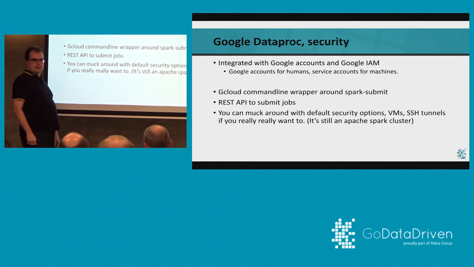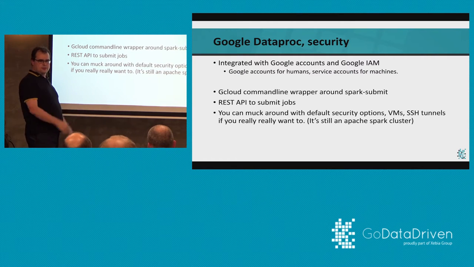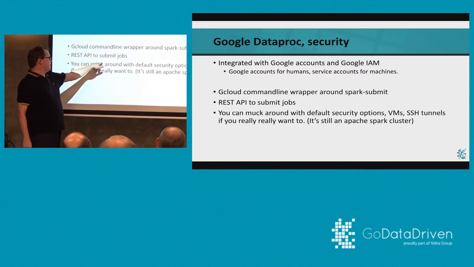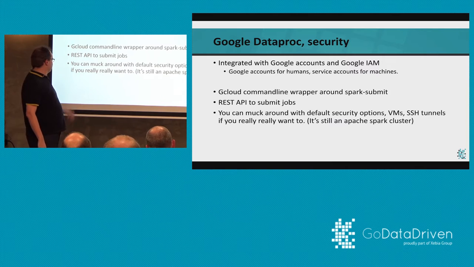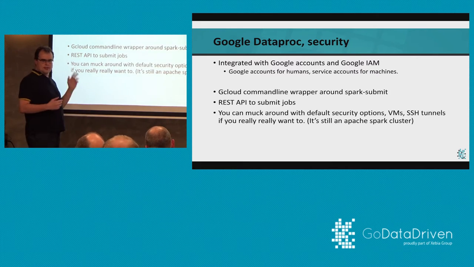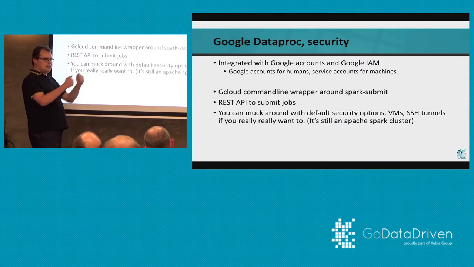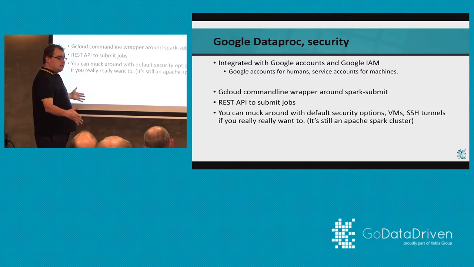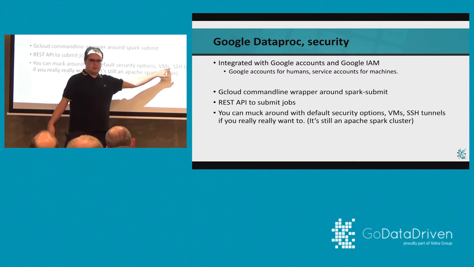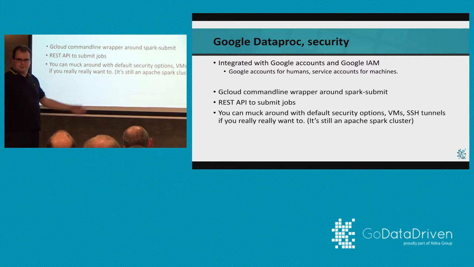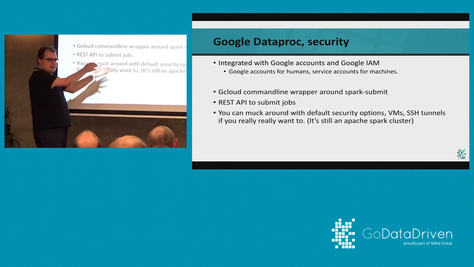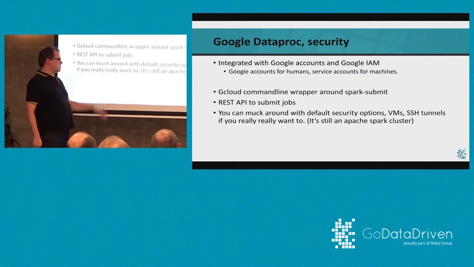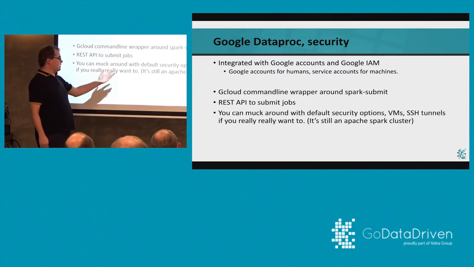It also has a REST API, which allows you, with the same type of credentials, if for some reason you prefer to use a REST API rather than a command line, it does the same thing. And Google Dataproc spins up VMs for you. And if you have the correct permission, you can get into those VMs. So if you really want to, you can use SSH tunnels, VPNs, or whatever, because it's still a basic Apache Spark cluster that's just running on VMs, so you can get at it. So if you want to do something exotic, you can, but it's lots of work yourself, and it's something extra that can break, so if you can avoid it, I would, but it's there if you really need to.